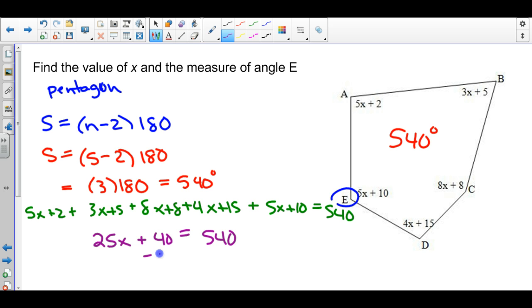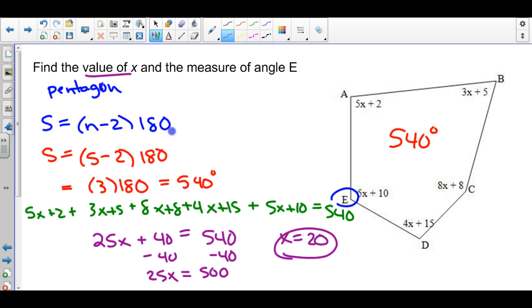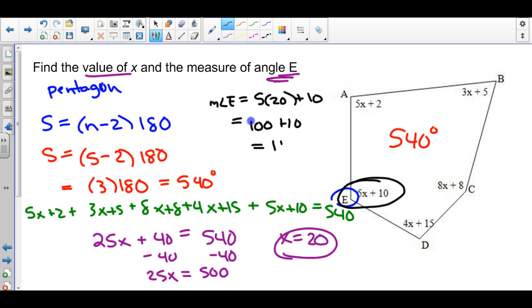So what I'm going to do is subtract 40 on both sides, and I'll be left with 25x equals 500. So then x, which was part of our question, comes out to 20. So we did find the value of x. Now I have to use that value of x, and we're going to determine the measure of angle E. So I'm going to switch color one more time, and angle E is this corner right here. So the measure of angle E equals 5x plus 10, so 5 times 20 plus 10. So 5 times 20 is 100, and 100 plus 10 is 110. So the measure of angle E is 110 degrees.